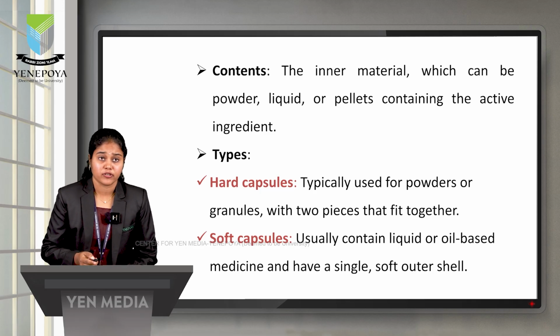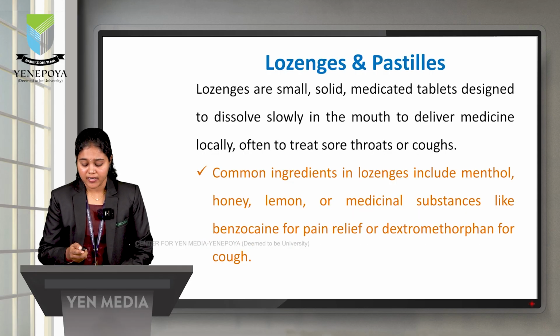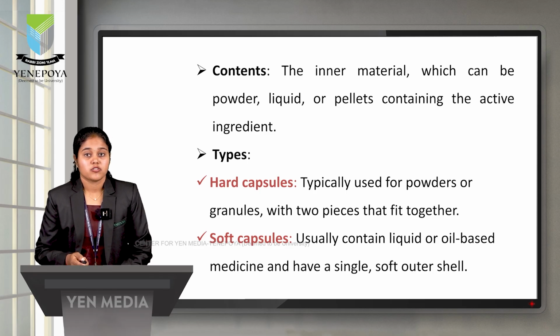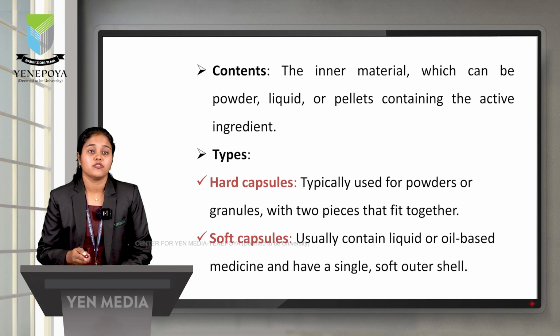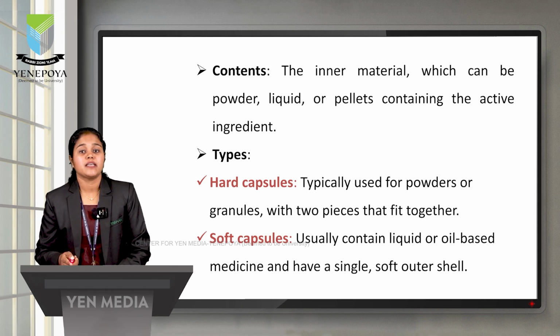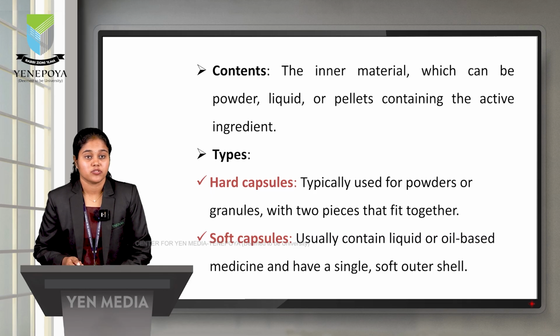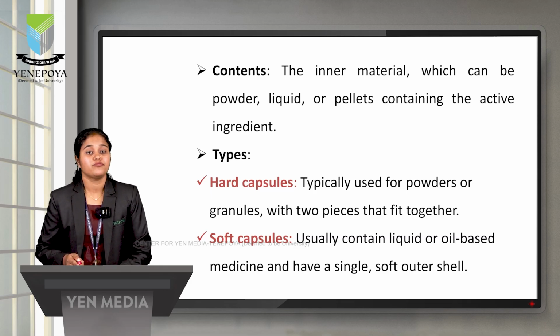What are the types of capsules? That is hard gelatin capsules, typically used for powders or granules, with 2 pieces that fit together. So, if you mistakenly open it, there will be powders or granules inside. Soft capsules are usually for liquid or oil based medicine. If the active ingredient is in liquid form, or not so much liquid but in the form of a gel, at that time we can go for soft gelatin capsules. So, this is another type of capsules.